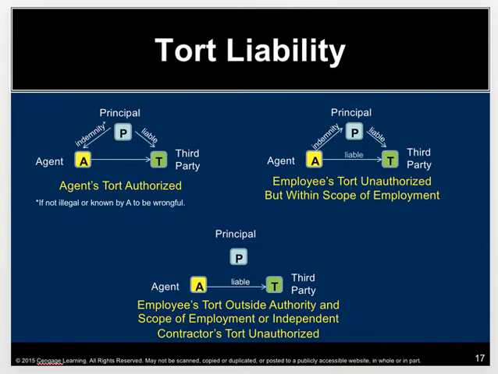What if the employee's tort is outside the authority and scope of employment, or if it's an independent contractor's tort, which is unauthorized? Well, if that's the case, then the agent is the only one that's going to be liable to the third party. And that one really makes sense. In particular, if we're talking about independent contractors, just like the name implies, they are independent from the employer or the principal, and therefore they are the ones that are personally liable, not the principal.